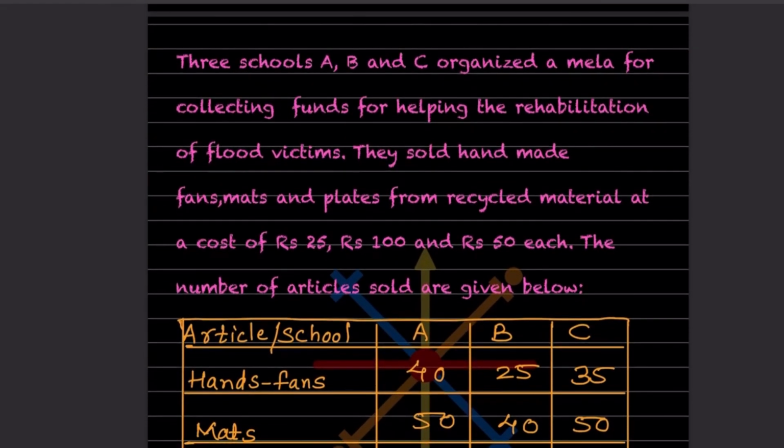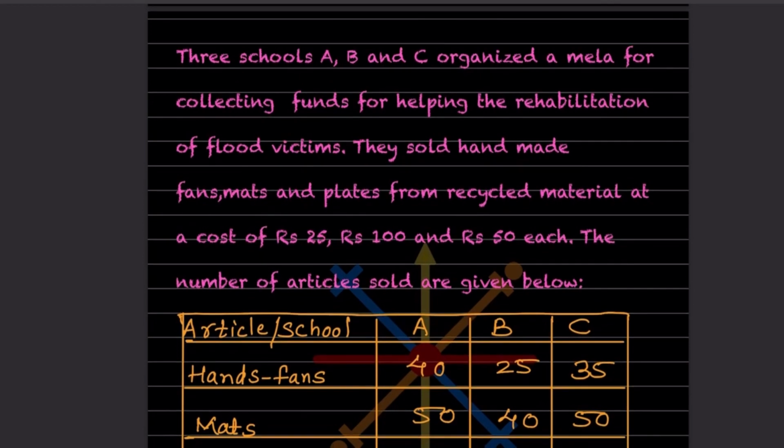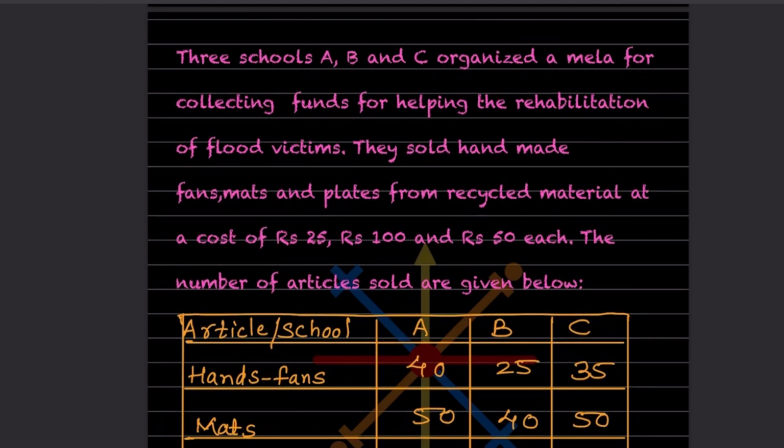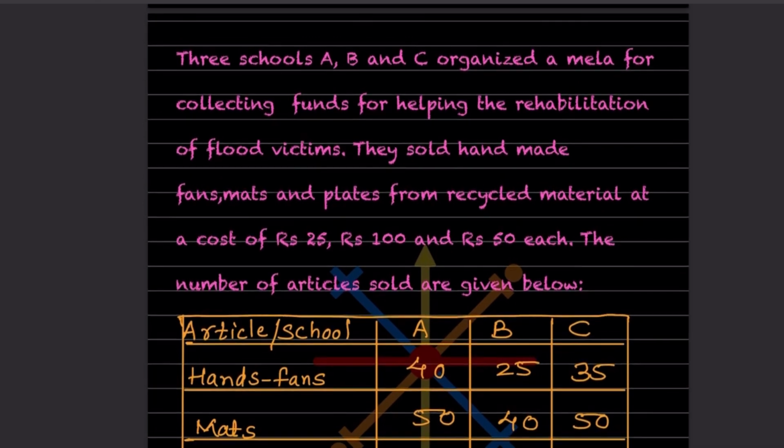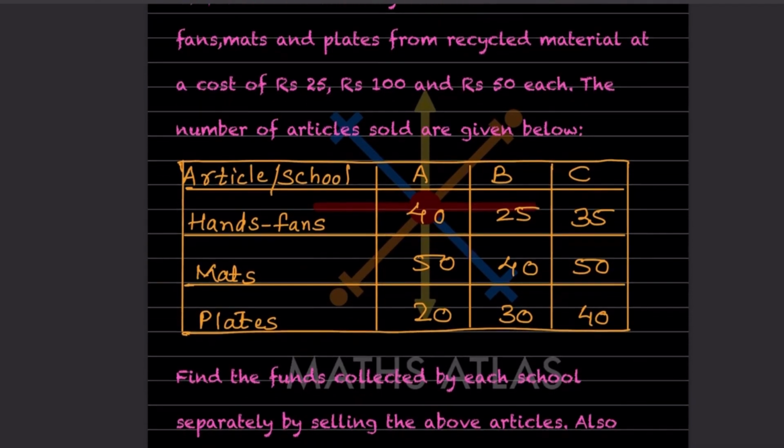So now this is the next one. 3 schools A, B and C organized a mela for collecting funds for helping the rehabilitation of flood victims. They sold handmade fans, mats and plates from recycled material at a cost of rupees 25, 50 each. The number of articles sold are given below. These are for the schools A, B and C.